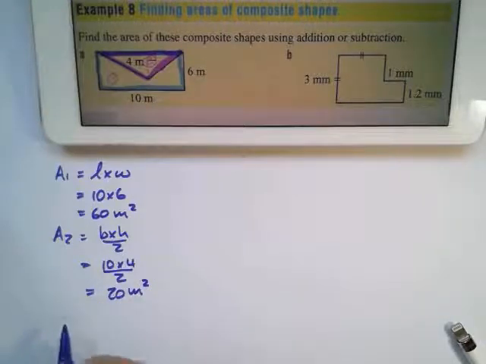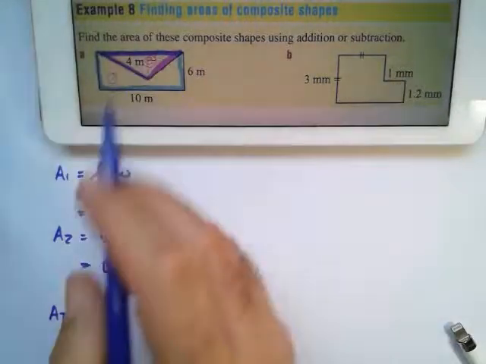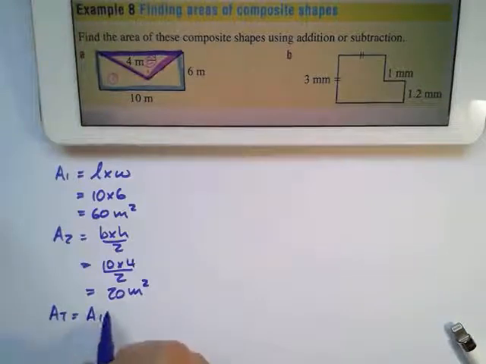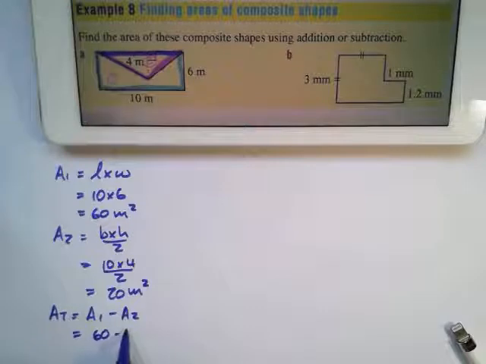So what is my total area? My total area will be the big part, which is area 1, take away area 2, which is 60 take away 20, and that will give us 40 meters squared. That will be my total area.